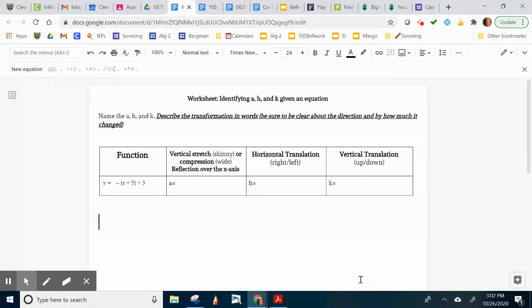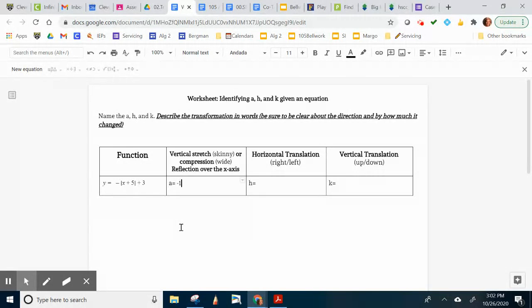So when you're doing these problems, you not only need to identify A, H, and K, but you also need to describe the transformation. So I'm going to show you what that looks like. So here's our first equation. We're going to identify our A value. Remember that A is always after the equal sign. When I look after this equal sign, all I see is a negative. So what could my A value be?